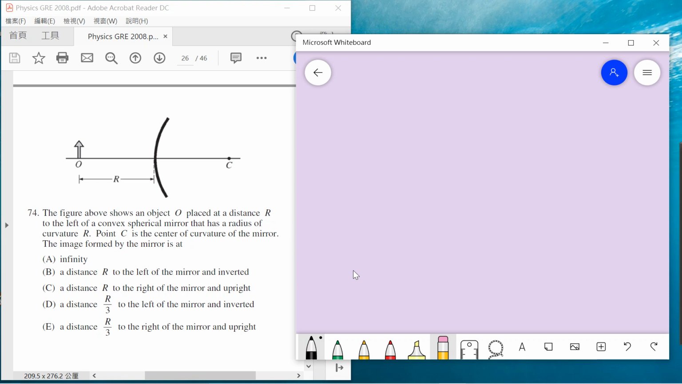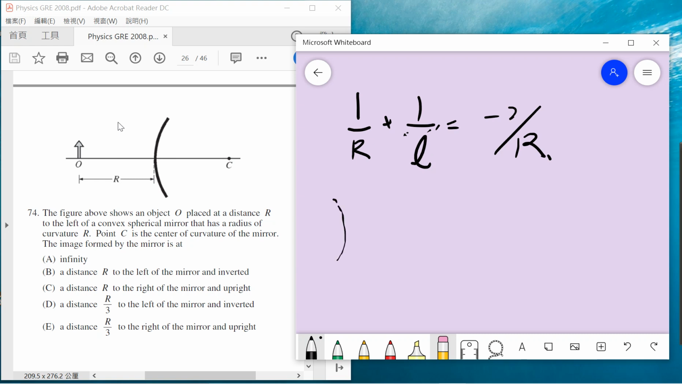74 shows an object placed at a distance r from a mirror with a radius of curvature, and the point C is the center of curvature of the mirror. Ask about the image. We have the formula 1 over r plus 1 over L, where L means the image, equal to minus 2 over r. Why is there a minus sign? Because concave and convex are different. For this one, it should be positive. For this one, it should be negative.